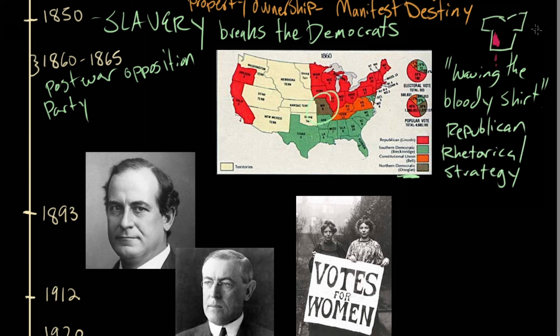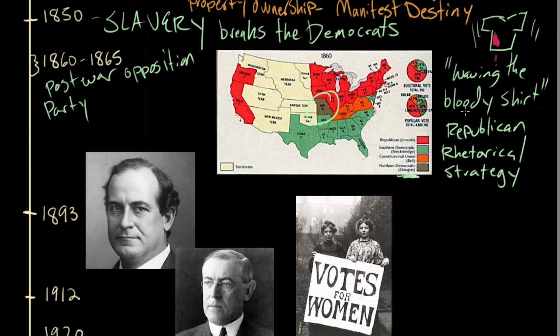Okay. So that's your bloody shirt. That's my bloody shirt. It's amazing. There it is. A little motion blur for you. Of waving it. Okay. I gotcha. So this rhetorical strategy of saying, hey, remember, the Republicans were the ones that saved the Union, basically makes the Democrats a rump party for the rest of the 19th century.